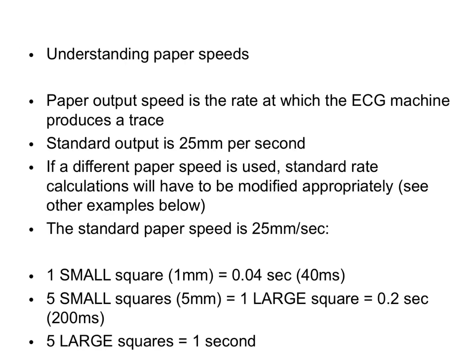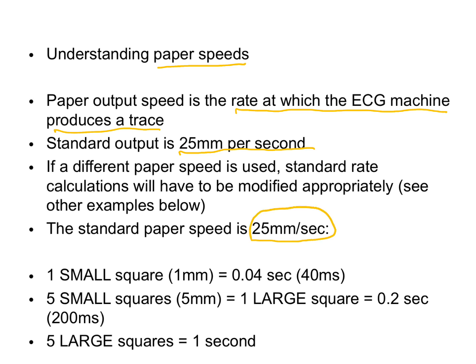Before going to the calculation of the heart rate, we must know about the paper speed. The paper speed is the rate at which the ECG machine produces a trace. A standard speed is 25 millimeter per second. If we use different speeds, then the standard rate calculation will have to be modified accordingly. Okay, a standard paper speed is 25 millimeter per second.